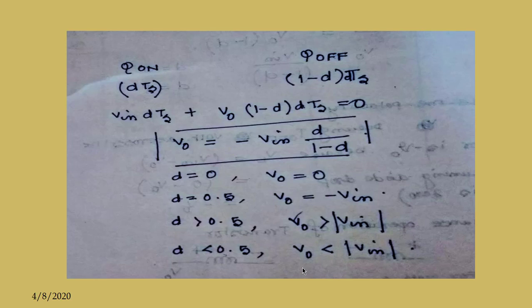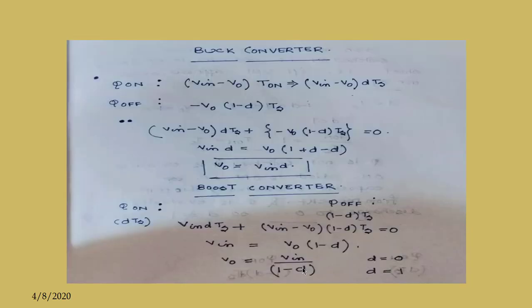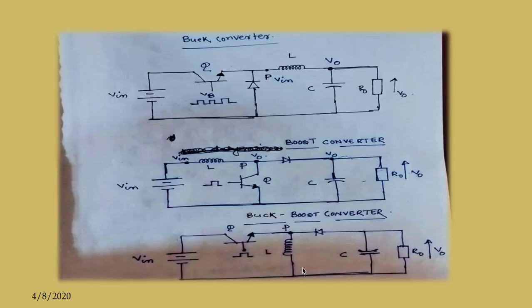Again we will apply the same voltage second relationship to derive the input output relationship of the buck boost converter. In this circuit, a base pulse Vb is applied to the transistor. When it is high, the transistor is on, and when it is low, the transistor is off. When the transistor is on, this is shorted and the path is through the inductor and returns to negative.